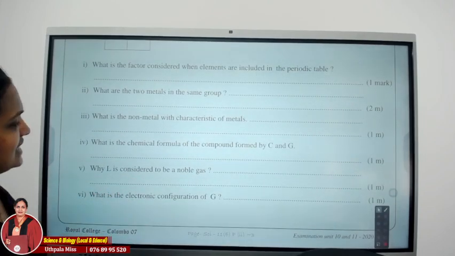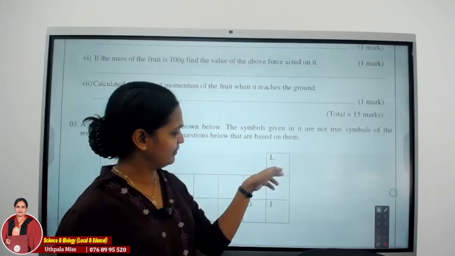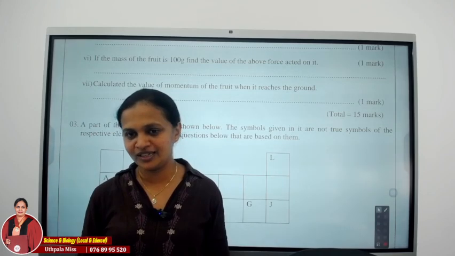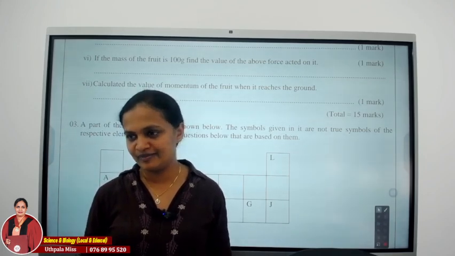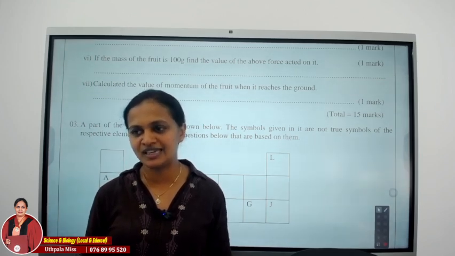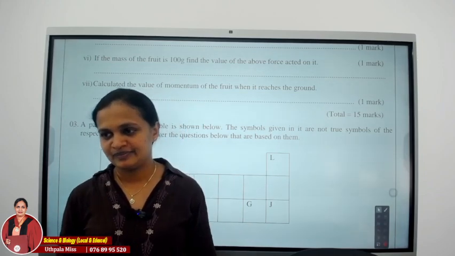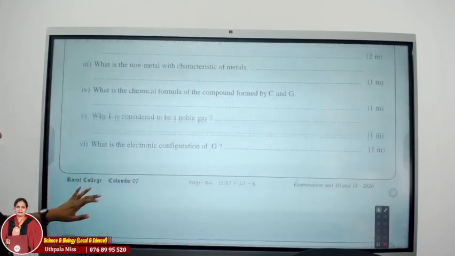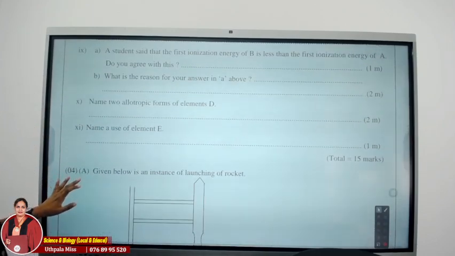Why is L considered to be a noble gas? Because it contains the maximum number of electrons that it can have in its energy levels.